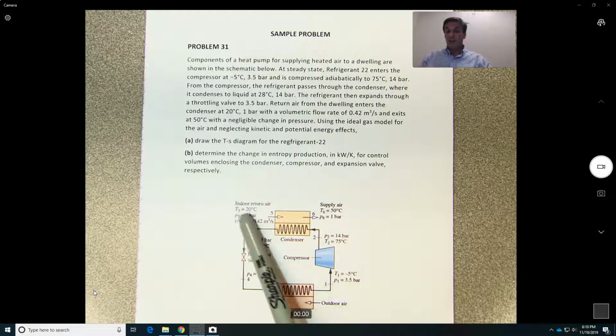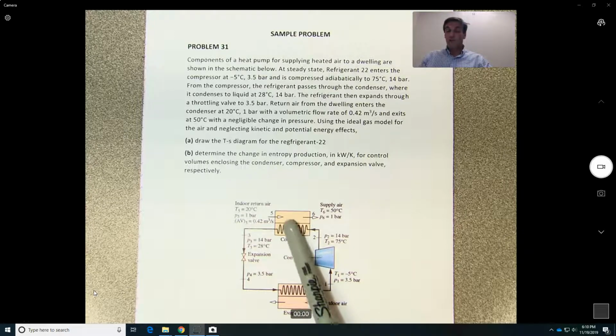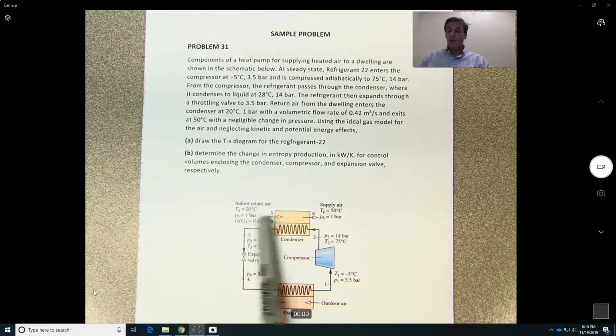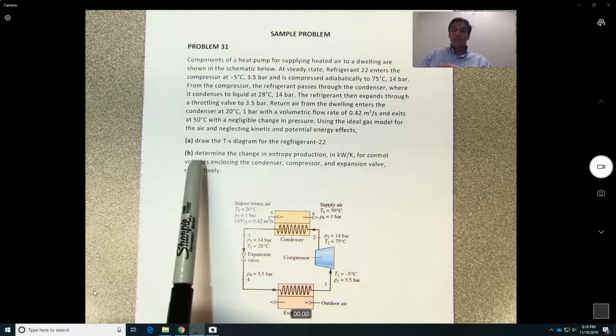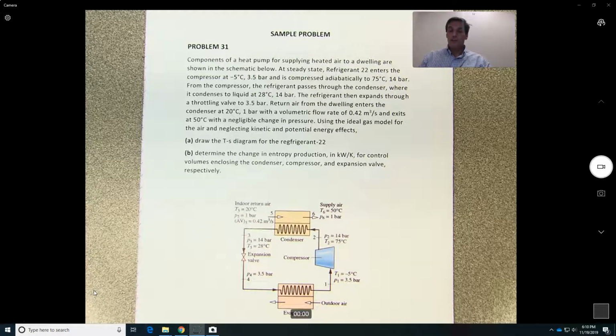And then on this side you have the air that extracts the heat, so that's why it's a heat pump. It removes the heat over here. Okay, so you see the air comes at 20 but leaves at 50, and that process is at constant pressure. And basically what we need to do is to draw the TS diagram for the refrigerant. So basically 1, 2, 3, 4, and find out what is the change of entropy in the compressor, in the condenser, and in the expansion valve.